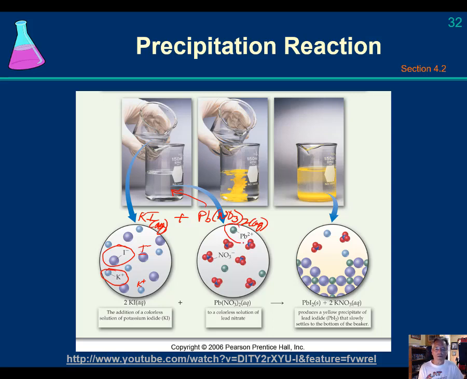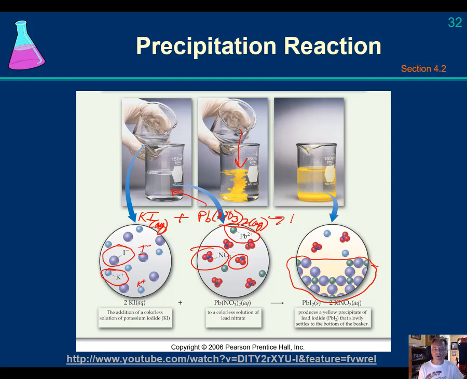So here are the lead 2+ ions. Here are the nitrate ions. They are completely dissociated. Notice it's a 2 for 1, so you have twice as many nitrate ions in that dissociation as you do lead 2+ ions. Now, here's what we do. We mix them together, and as soon as we mix them together, we form a solid. And that solid is the lead II iodide.